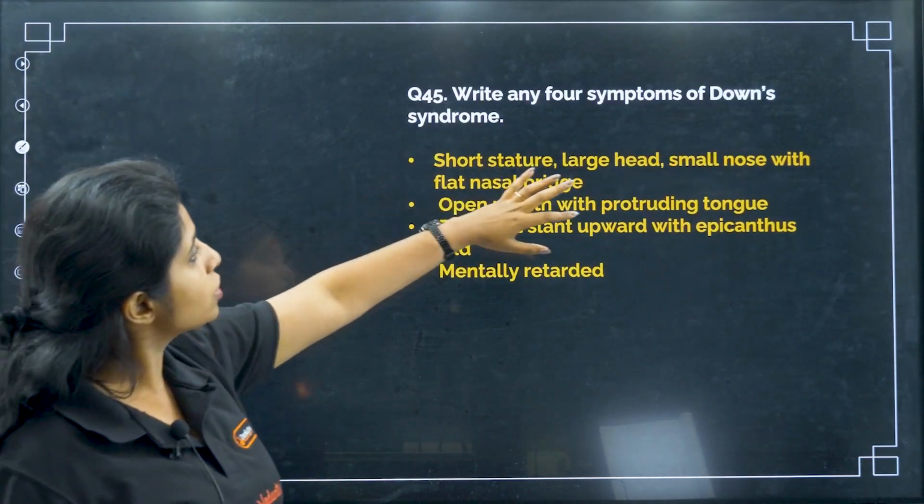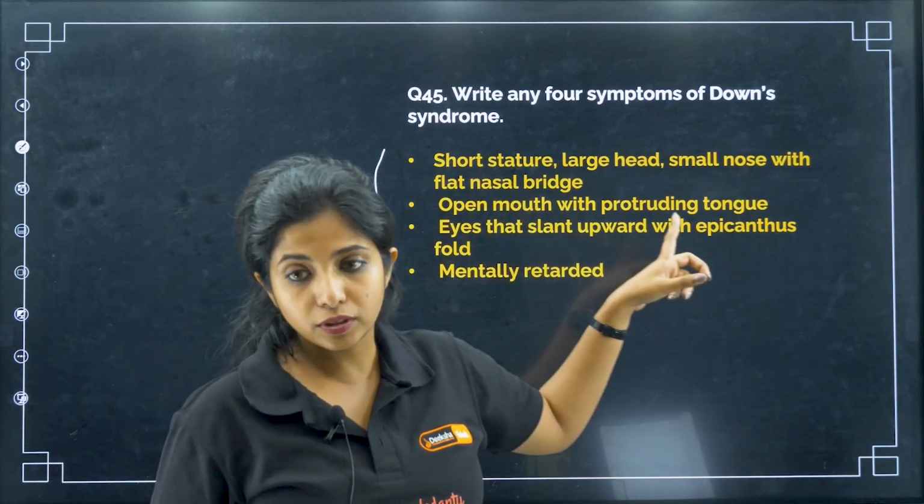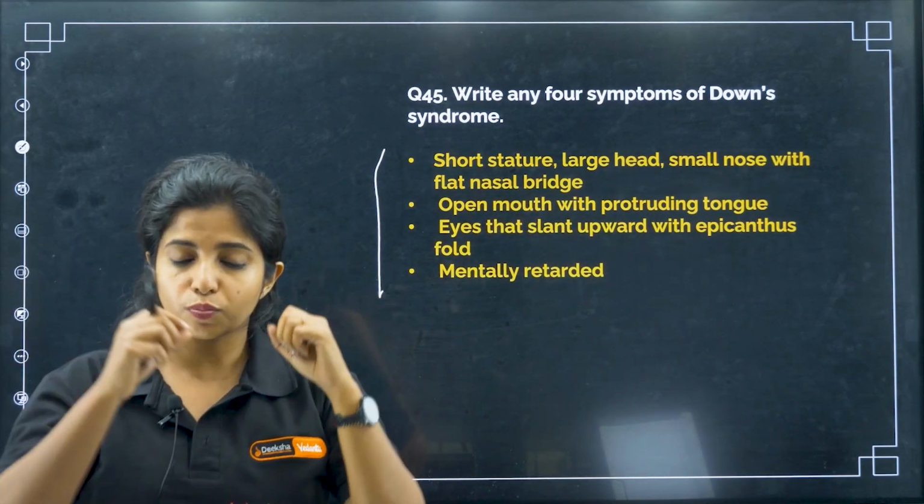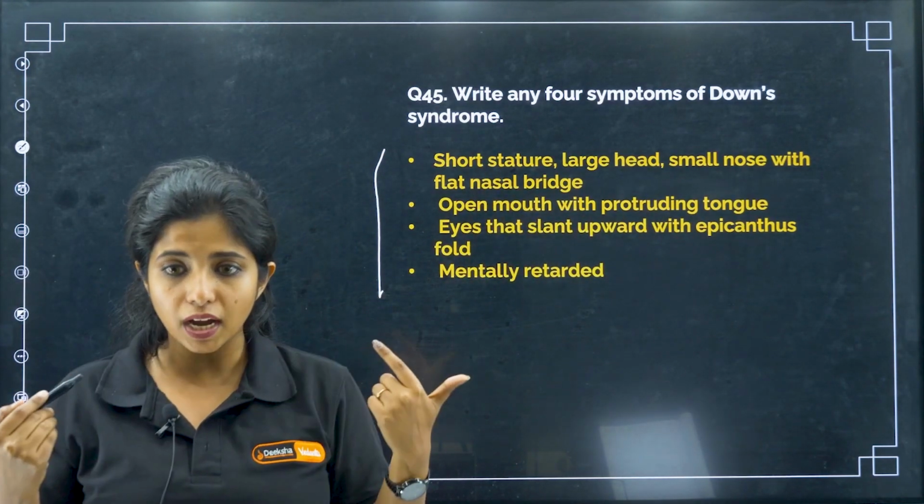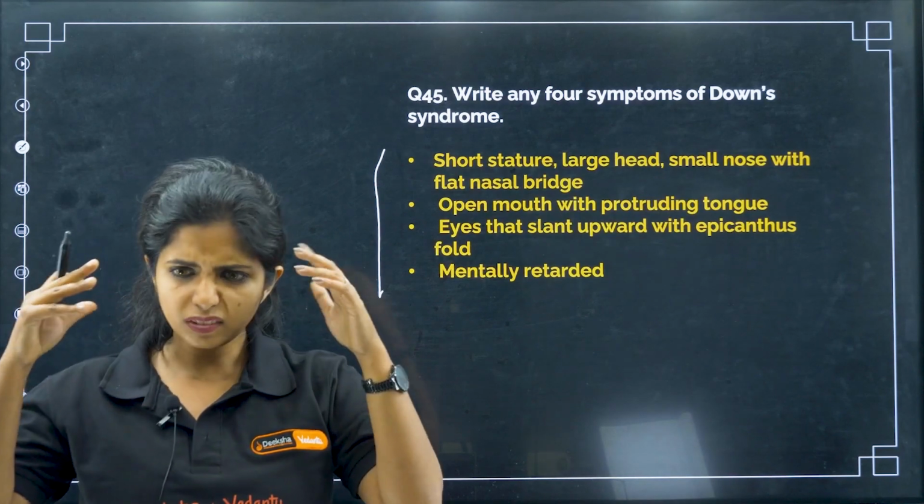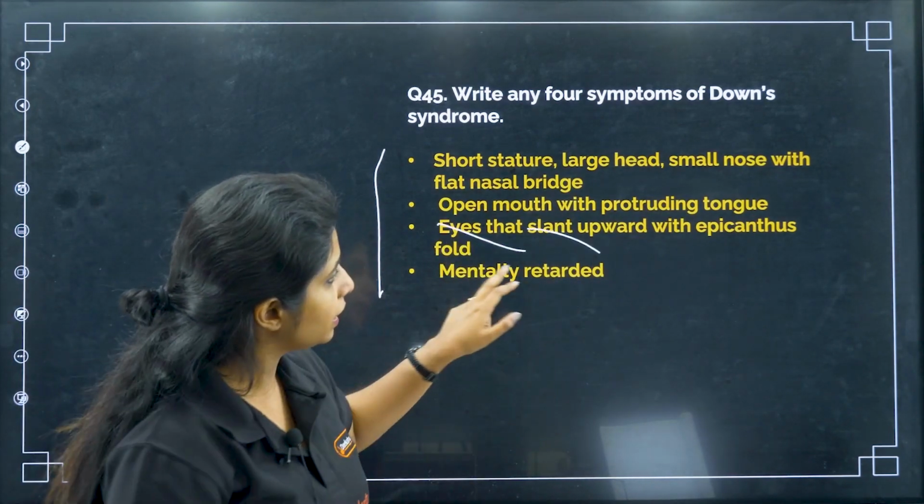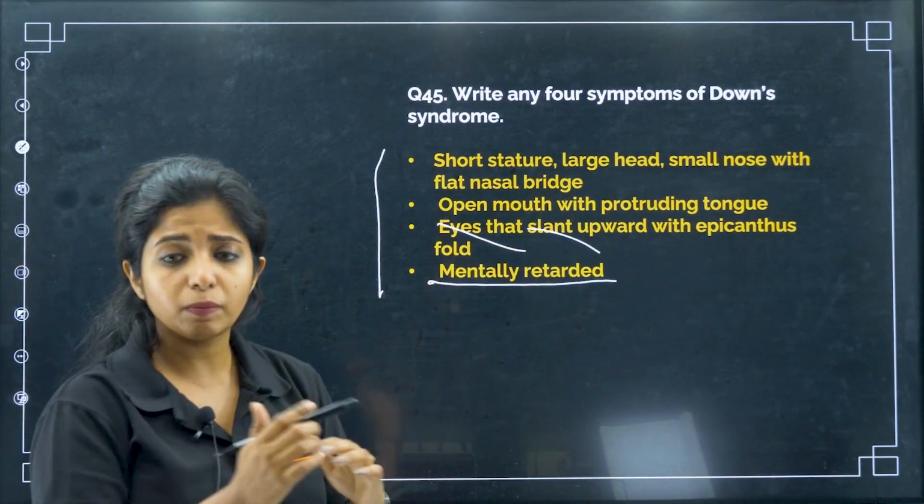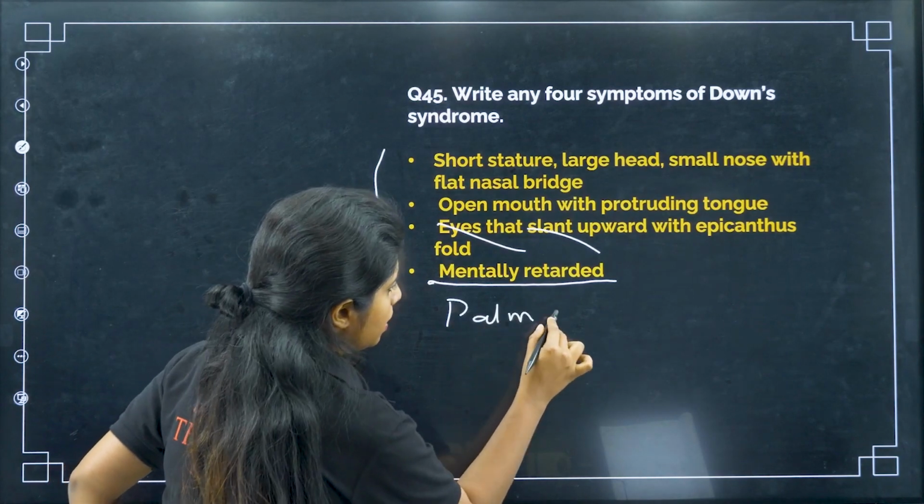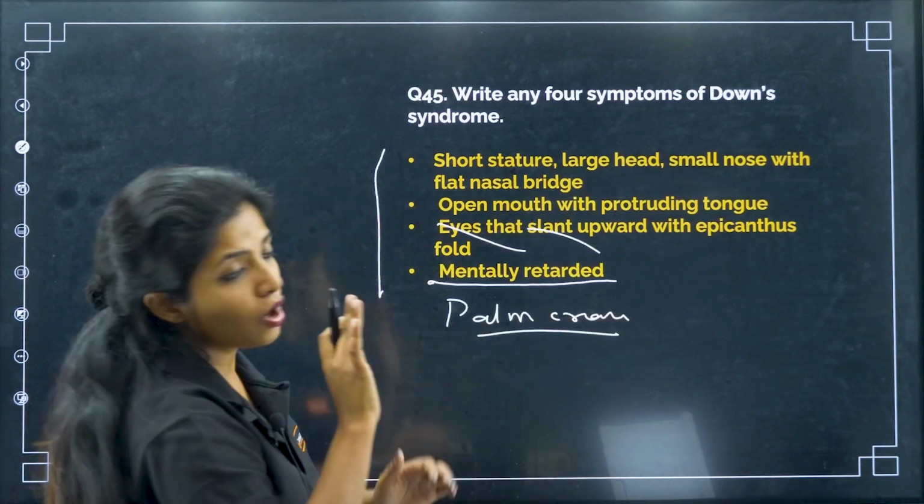Now going ahead, you have observation. Okay, write the 4 symptoms of Down syndrome, my dear children. The symptoms are short stature, large head, small nose, and also open mouth with protruding tongue. Eyes. You don't need to write all this. They are mentally retarded, and also there will be a visible palm crease that will be observed over here.